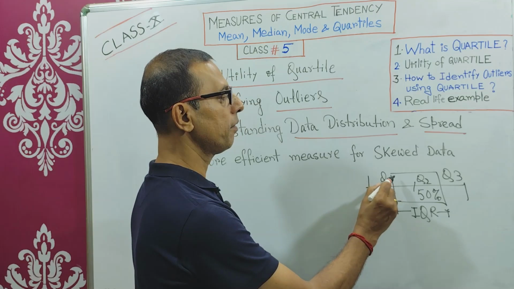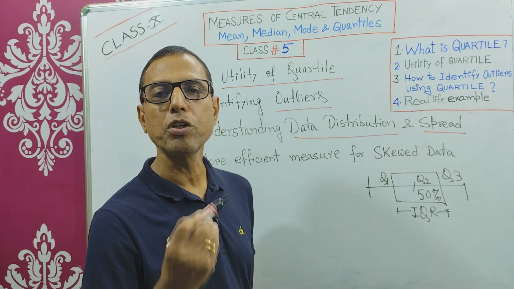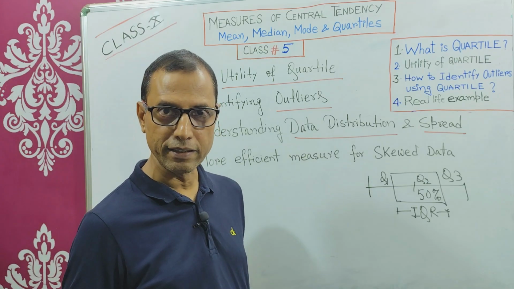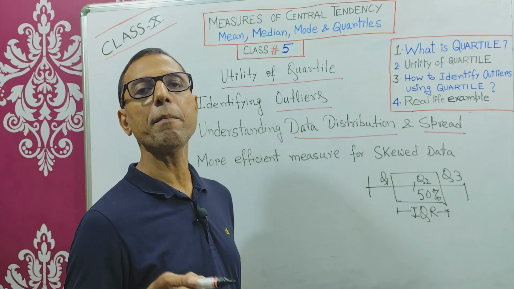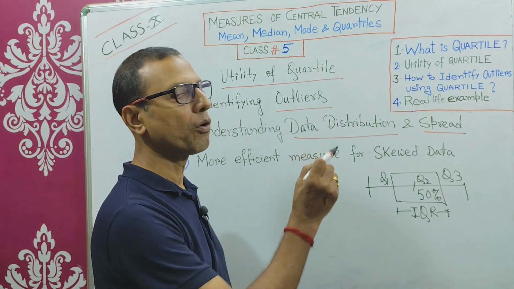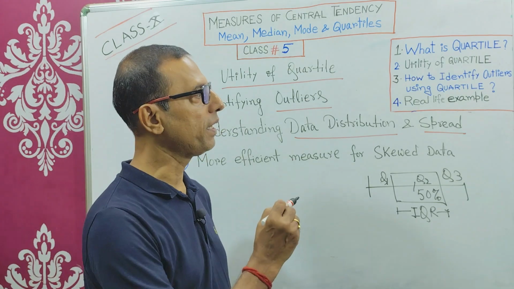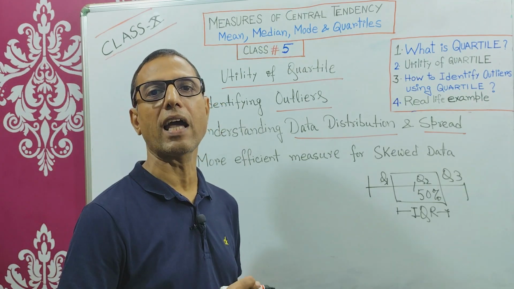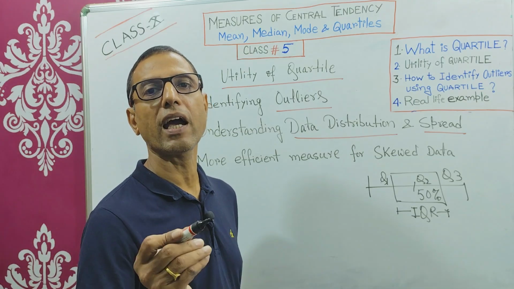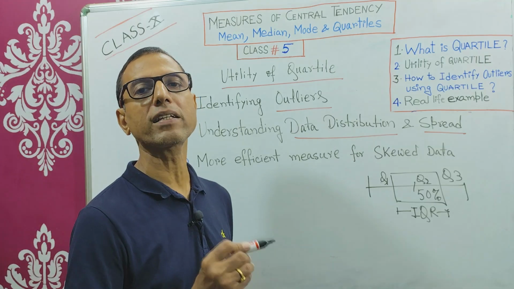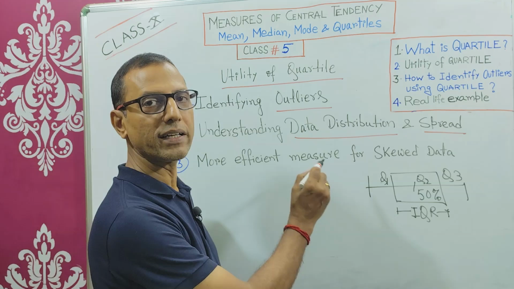Since quartile also is a positional data reference like median, and you know very well that mean is heavily impacted when there is presence of outlier or skewed data. Because mean is considering the whole data set, taking the average of those. Therefore, any extremely high value or extremely low value impacts the mean heavily.